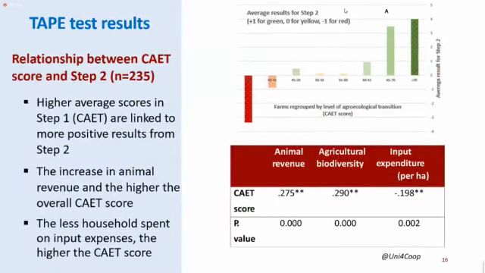Okay. Here's the key result from the TAPE test. Generally, we have a strong correlation between the higher transition of the agroecology and the more positive result from the core criteria performance in Step 2. Like here, we saw an increase of the animal incomes and also less expenditure on the input.